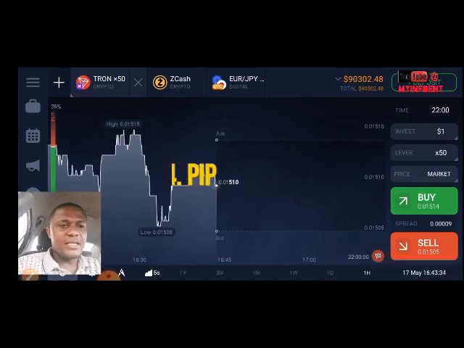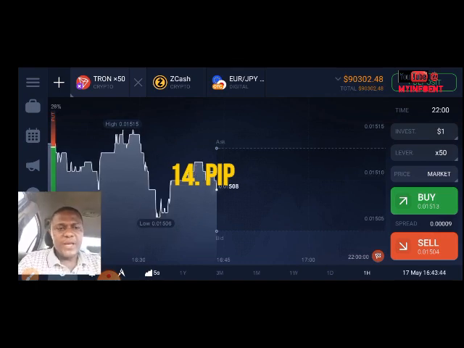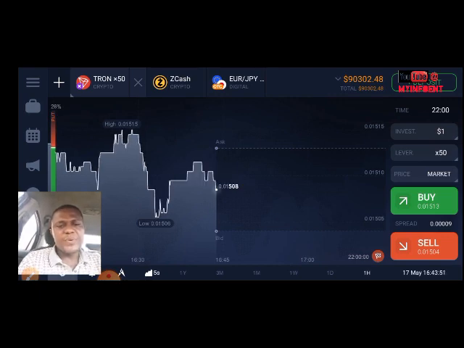The next one is PIP. PIP means percentage in profit. It is a measure for the exchange rate movement. A PIP is equivalent to 0.001.